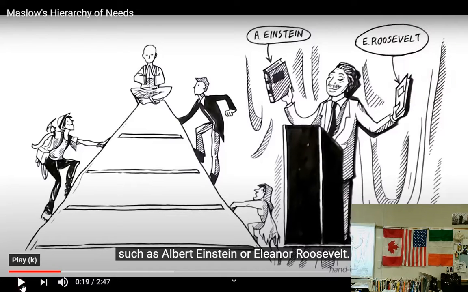So we're not too excited about the year, and the fact that he got this information by studying Einstein and Roosevelt is pretty cool, but what I'd really like you to focus in on is what are the stages, so that we can apply that hierarchy of needs to, in this case, in grade 10, globalization.